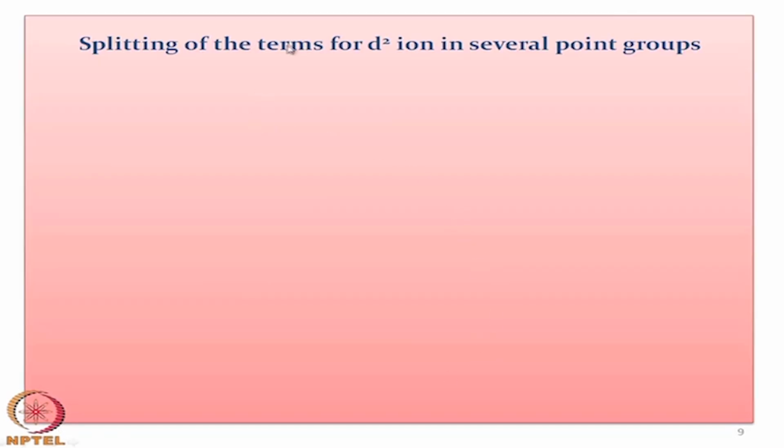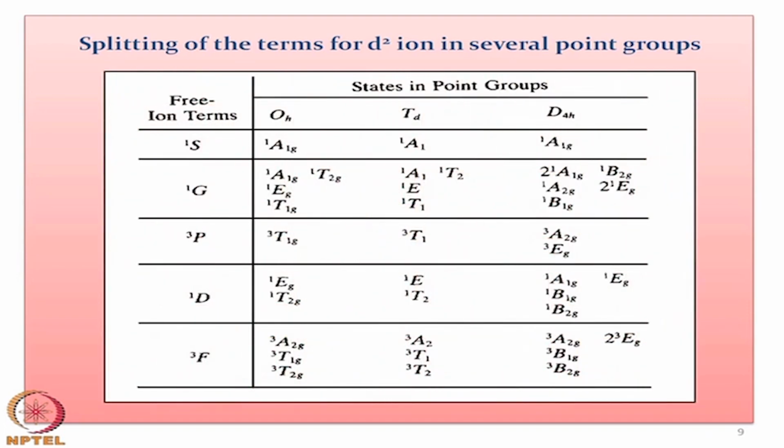Now let us see the splitting of the terms for the d2 ion in several point groups. What are the terms we can have for a d2 ion, and the splitting of its terms in the different point groups? The free ion terms we can find for the d2 ion are 3F, 1D, 3P, 1G and 1S. So, these are the possible free ion terms, and depending upon the L value and the S value, the ground state is 3F.